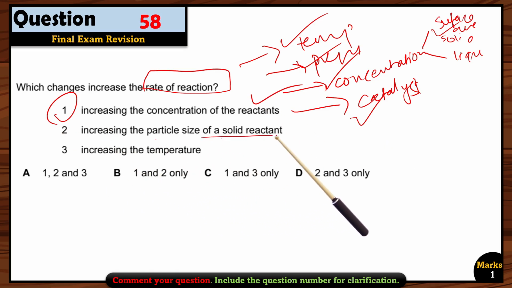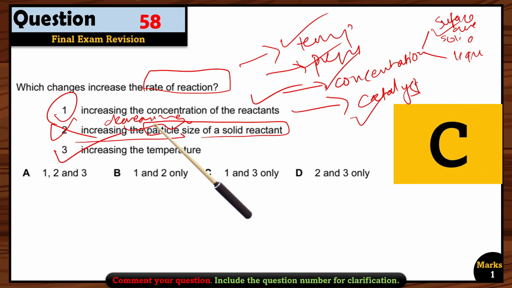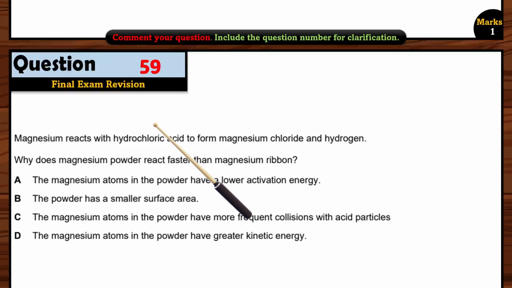Increasing the particle size of the solid reactant. What does it mean? Particle size is inversely proportional to the surface area. If you are increasing the size, it means you are decreasing the surface area. So if you decrease the surface area, the rate of reaction will also decrease. So this option is not right. Increasing the temperature, yes, right. So option 1 and 3 are only the right option, that is C.